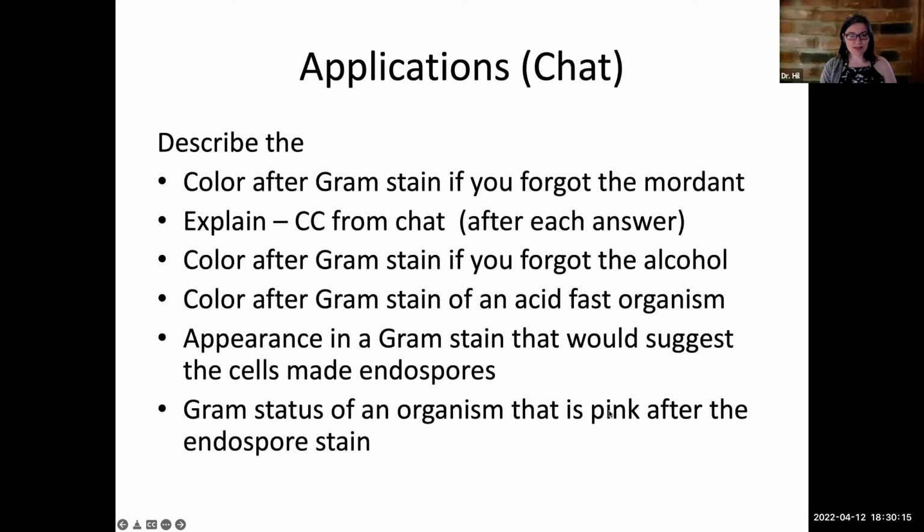Because I didn't ask you, if I did a gram stain and the organism is pink, then what is its gram status? I did not ask you that. What I asked you is, if I did an endospore stain and the cells are pink at the end, what's the gram status? So if I do an endospore stain, the counterstain is safranin and the cells are always going to be pink. Will I know the gram status at the end of the endospore stain? Yes or no?